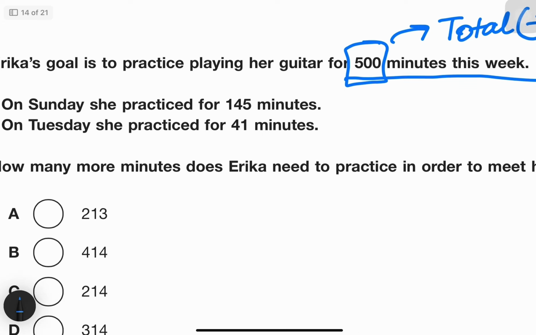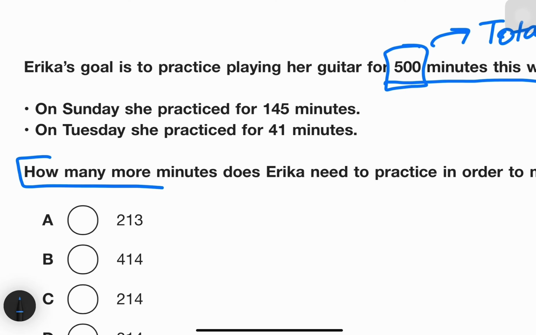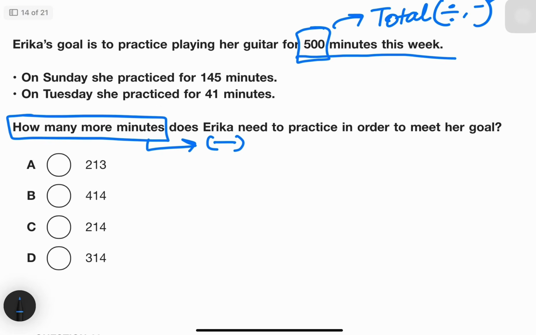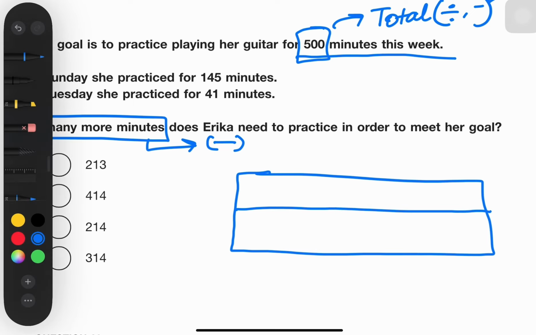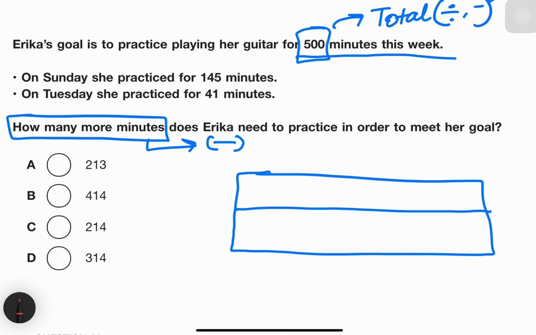It also says how many more minutes. So we're looking for how many more minutes. That tells you that you need to subtract in order to figure out what the missing part is. So if I use a representational model here to set this up, I know that I have my total of 500 minutes, and this is going to really help me when it comes to solving my problem.